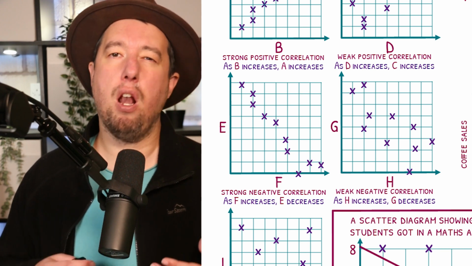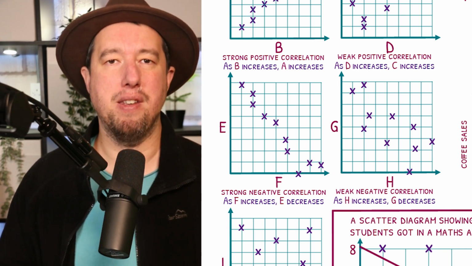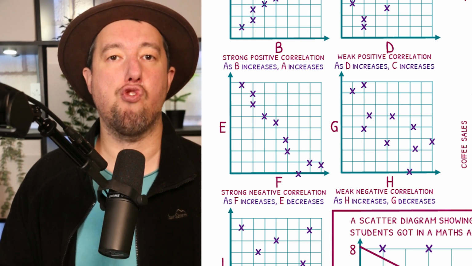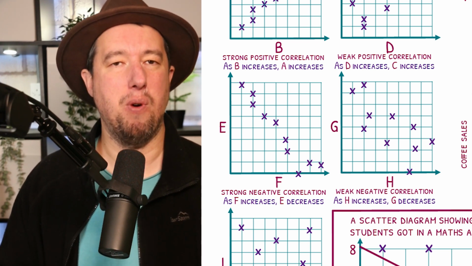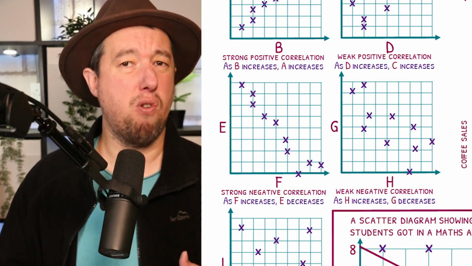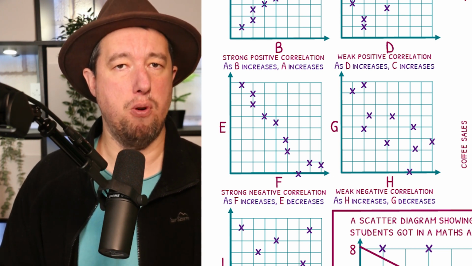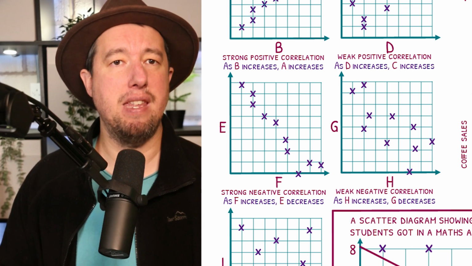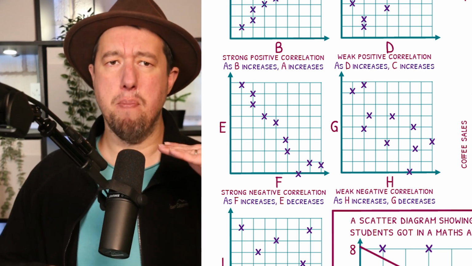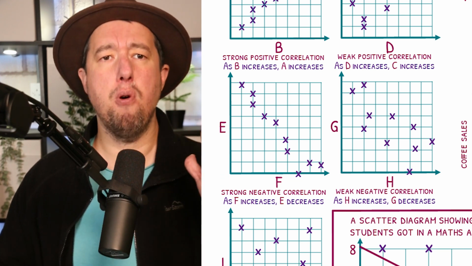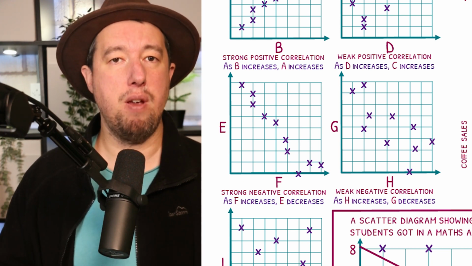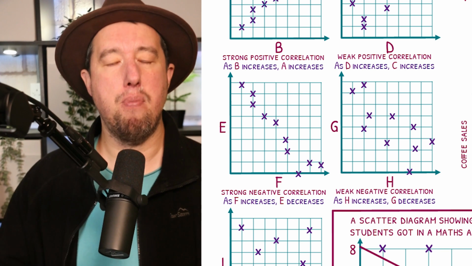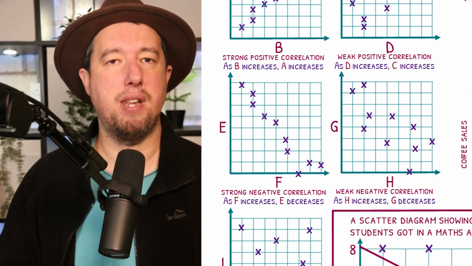If all the points are close to the line of best fit, which we'll talk about in a second, then the strength is strong. If the points don't line up so nicely, the correlation is weak. Sometimes you may be asked to describe the relationship between the two variables. For this, you can fill in the blanks in the sentence: as the variable at the bottom increases, the variable on the left either increases or decreases. Looking back at our ice cream example, you would say, as the temperature increases, the ice cream sales increase.